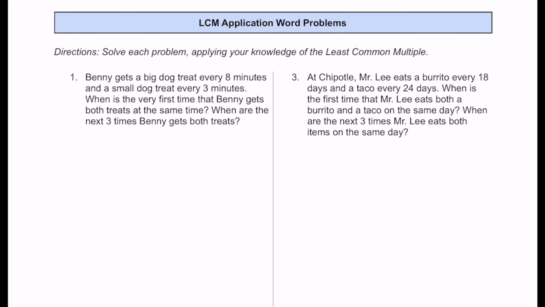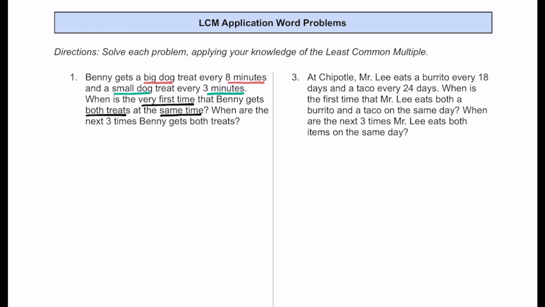Let's practice some LCM, or least common multiple, application word problems together. In number 1, Benny the dog is going to be getting a big dog treat every 8 minutes, and he's going to be getting a small dog treat every 3 minutes, okay? The question is, when is the very first time that Benny's going to get both treats at the same time? All right, so this is a classic LCM type problem.